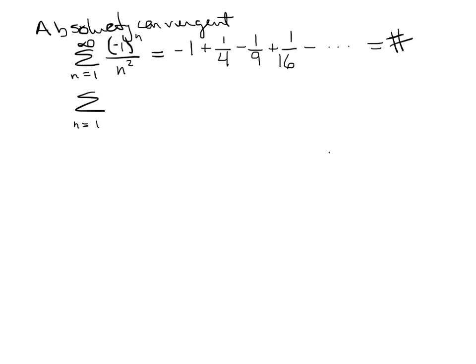If we take the sum from n equals 1 to infinity of just 1 over n squared, so if we take 1 plus 1/4 plus 1/9 plus 1/16 and added all those up, we'd get a number.